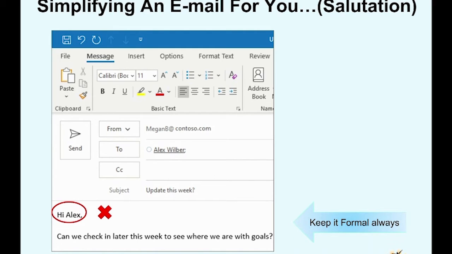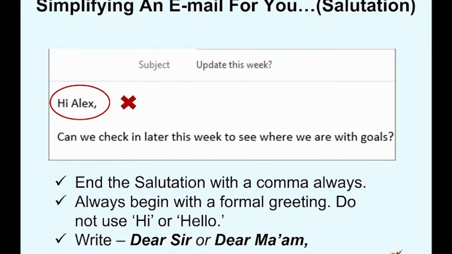The salutation of a formal email is similar to the salutation of a letter. When writing to someone, you put Dear Sir or Dear Ma'am. And remember, it is always followed by a comma. Review the tips listed on the screen to avoid making errors while writing the salutation in an email.